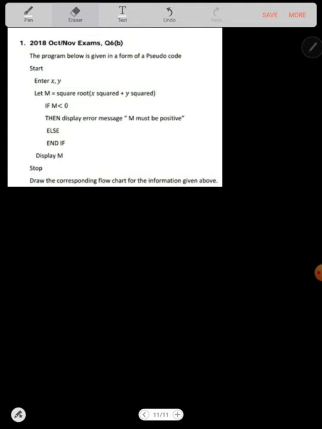So it says start. So we are starting with a circle. So say start. Then what next? They're saying enter x and y. So that's an input. So I'm going to enter now. Show an arrow and enter. It must be a parallelogram. So you say enter.